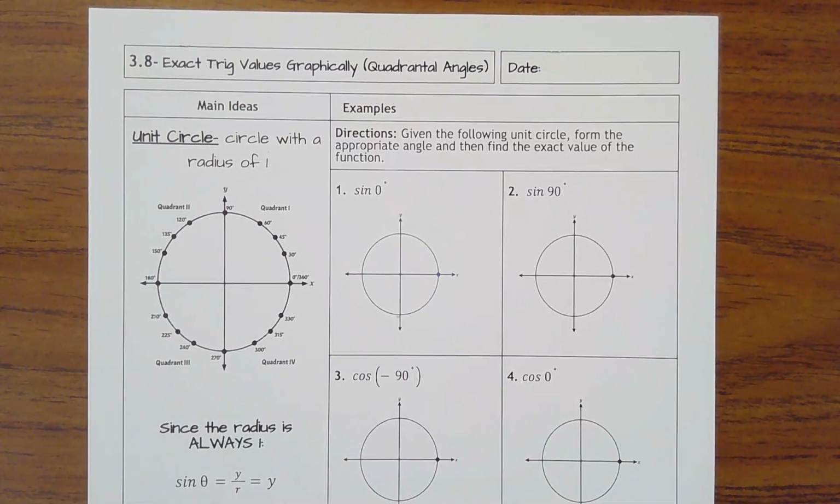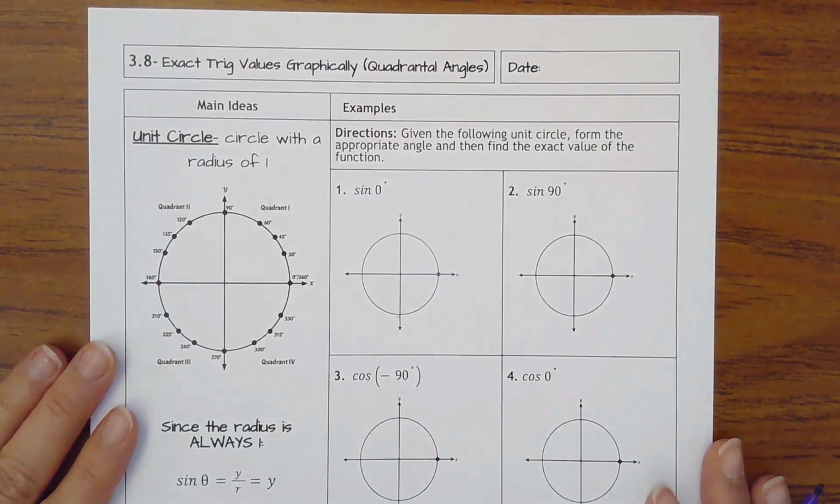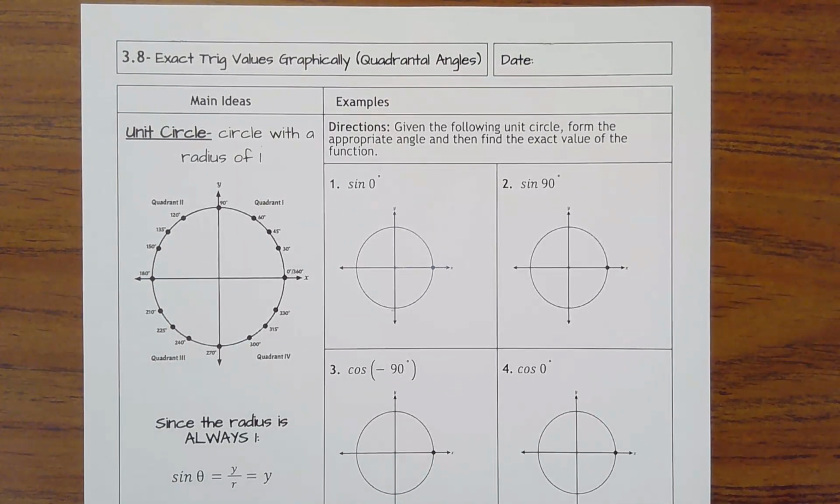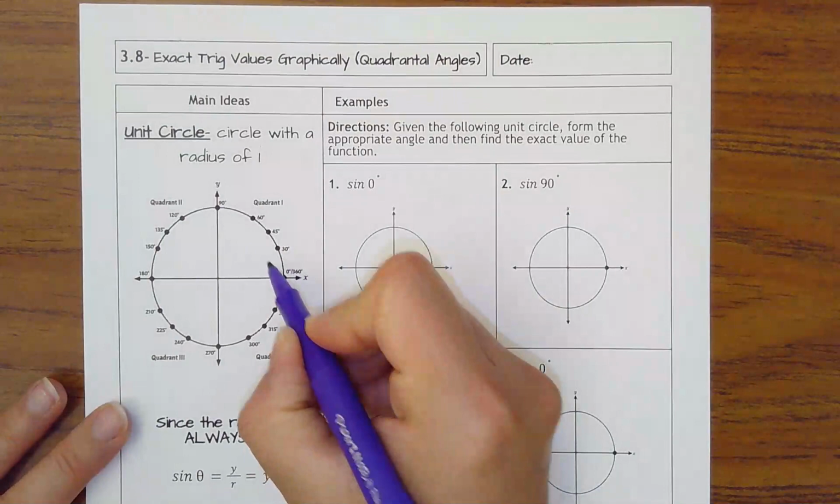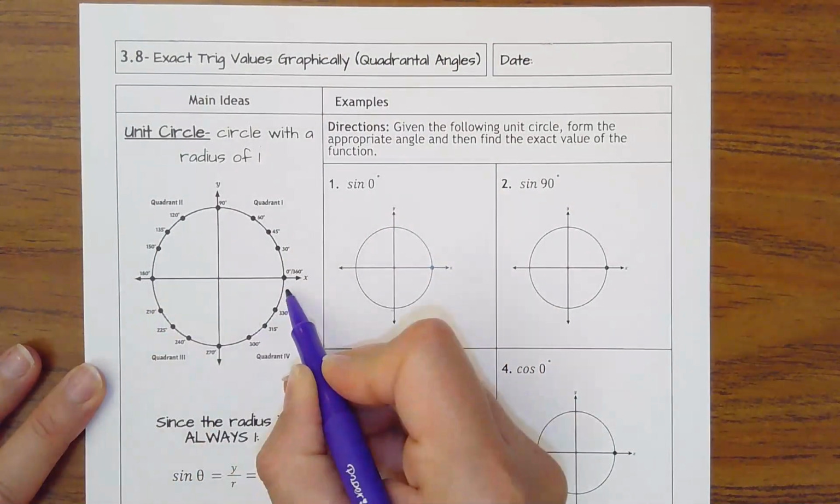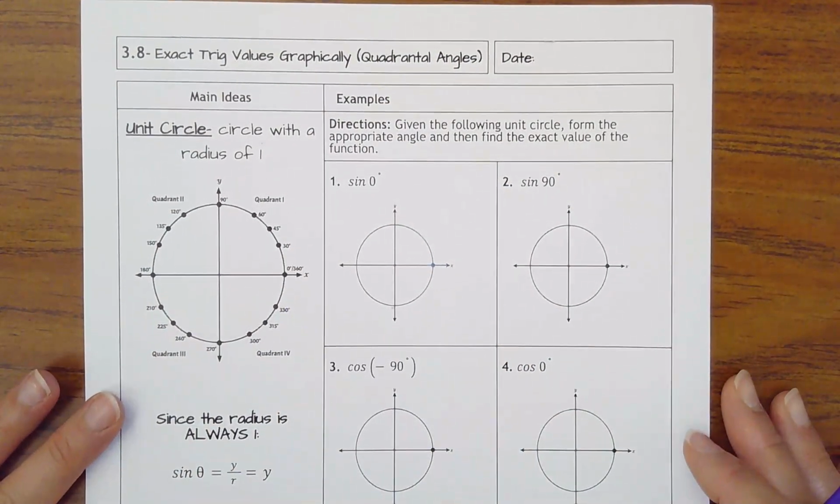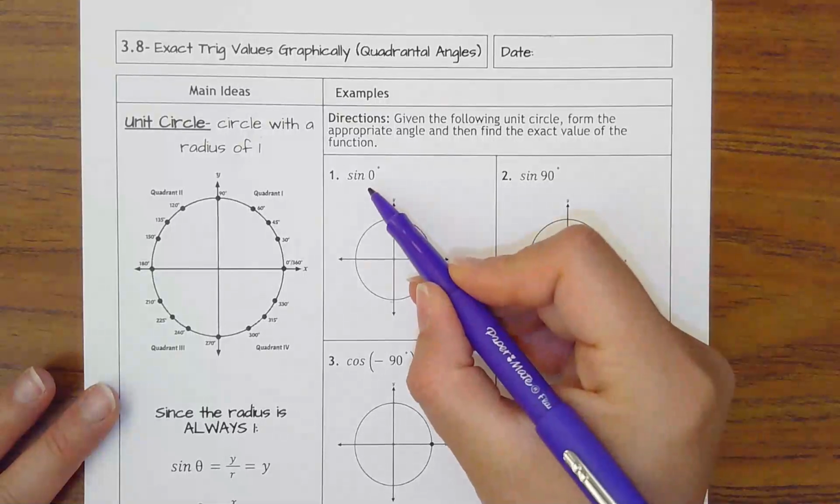Lesson 3.8, exact trig values graphically. These are called quadrantal angles. Quadrantal angles mean that they actually land on the x or y axis, the quadrants. So that would be 0, 90, 180, 270, 360. So what you have to do is graph where the point should go.